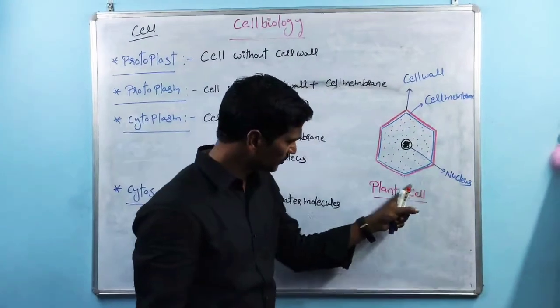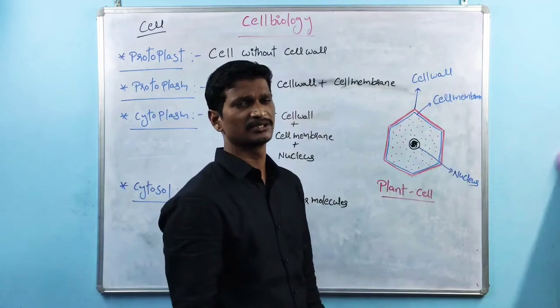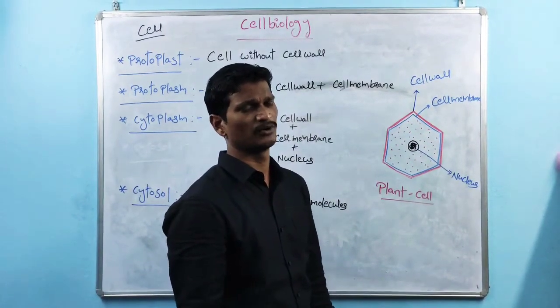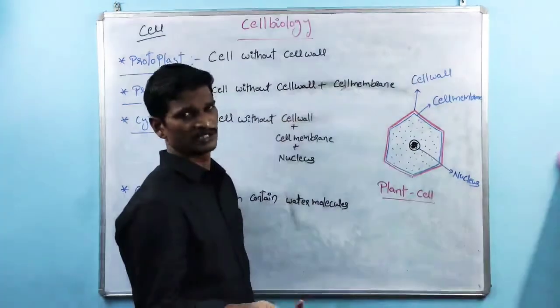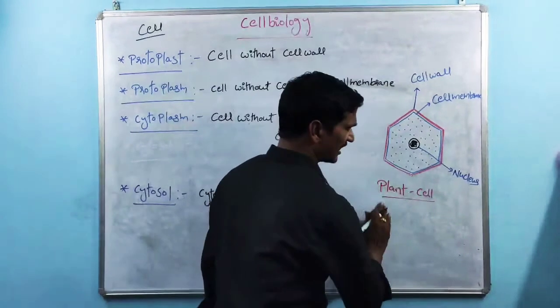For suppose this is a plant cell. Why have I taken plant cell as the example? Because plant cells are having cell wall. Animal cells are not having cell wall. Cell without cell wall is called as protoplast. See, this is the plant cell.